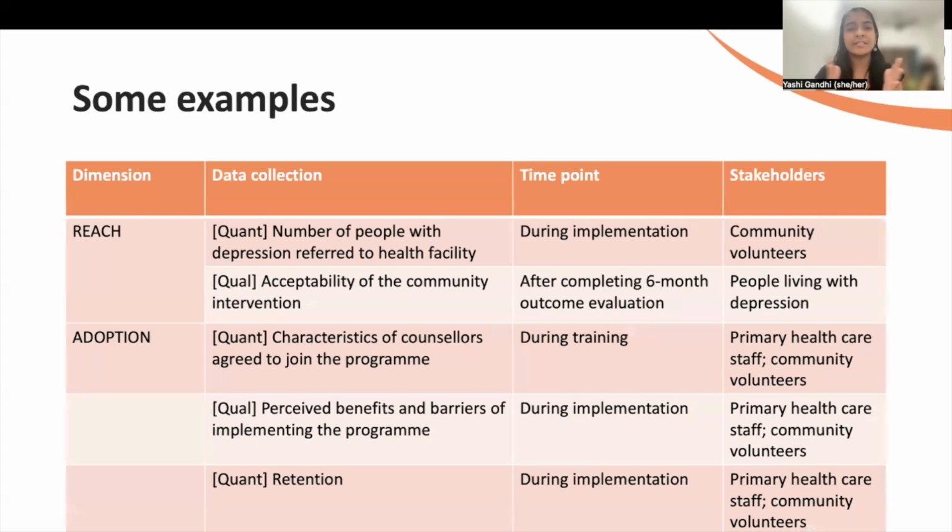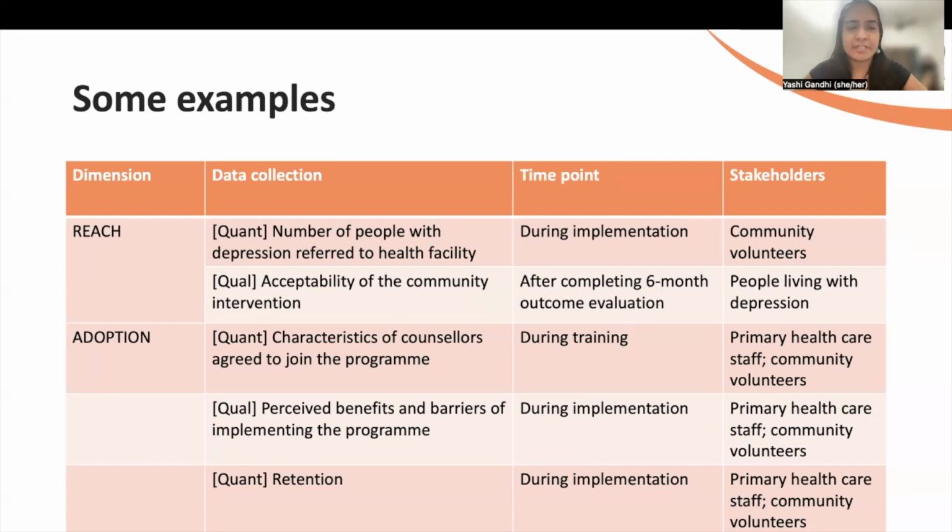And this table has been strategically created to give you an overview of how each dimension can have both a combination of quantitative and qualitative methods in which you could collect the data, and how it could be at different time points. And certain data points may just be relevant to one stakeholder, while a few may be relevant to multiple stakeholders, and how then triangulation of that really becomes important.